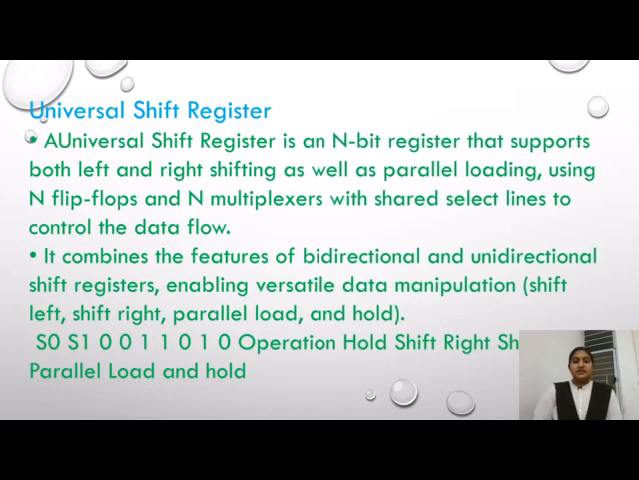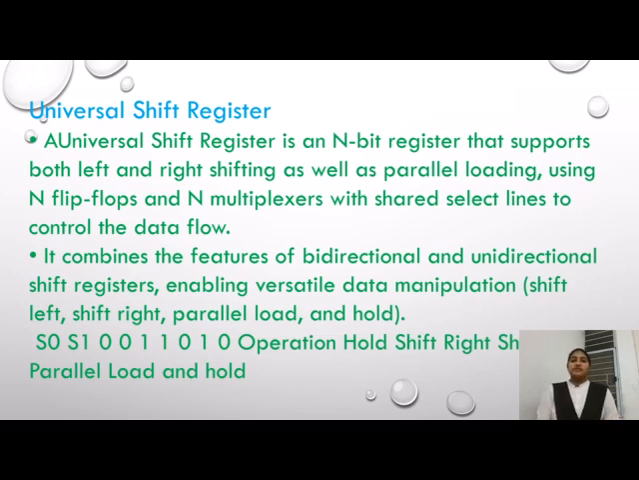Universal shift register. This is the last register. A universal shift register is an n-bit register that supports both left and right shifting as well as parallel loading, using n flip-flops and n multiplexers with shared select lines to control the data flow. It supports both left and right shift as well as parallel load.